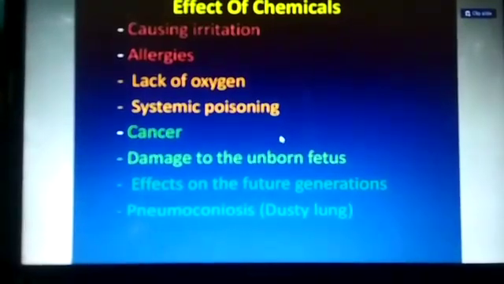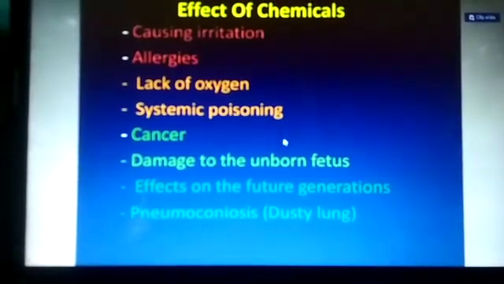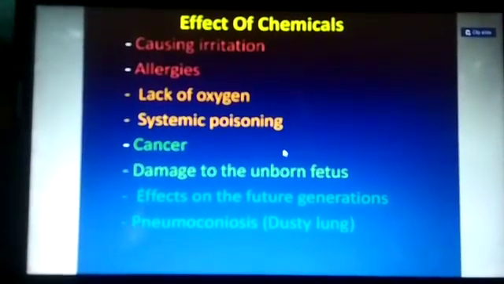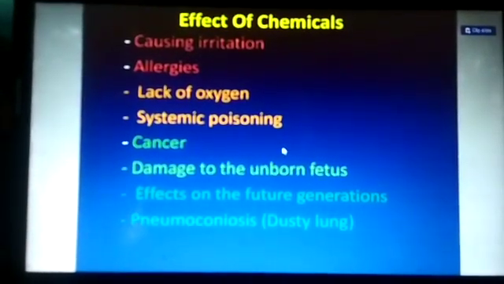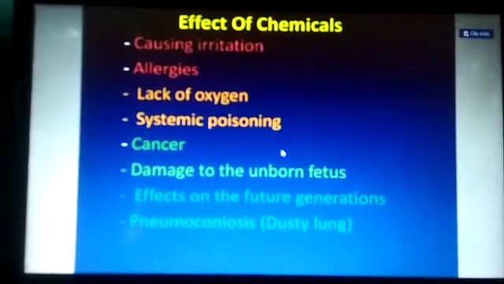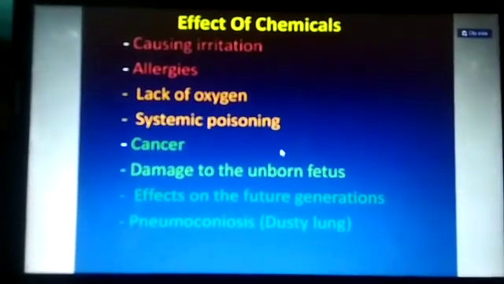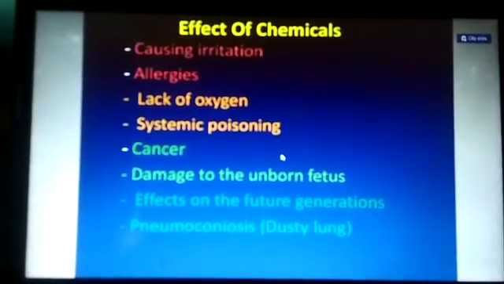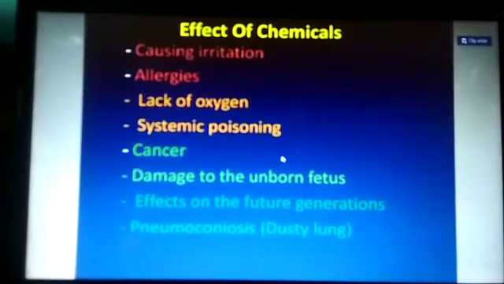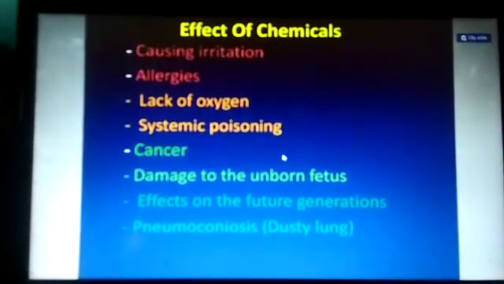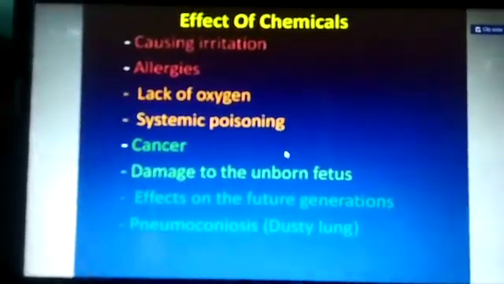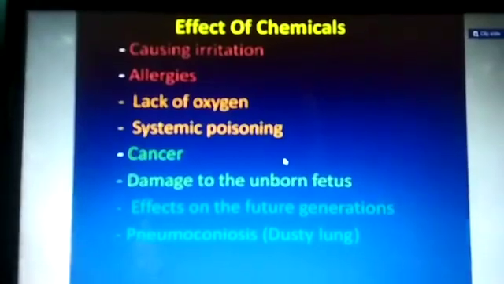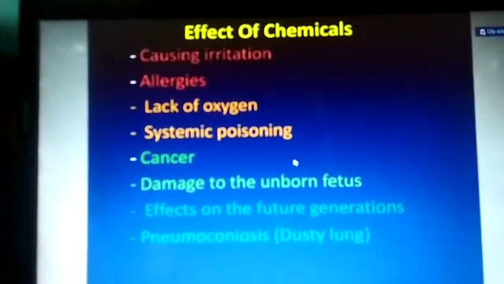What are the effects of chemicals? They can cause irritation, allergies, lack of oxygen, systematic poisoning, cancer, damage to the unborn fetus, effects on future generations, and pneumoconiosis, or dusty lung. I want to give you some examples of how chemicals cause allergies and dusty lung. Suppose somebody is a chain smoker; there are people who smoke cigarettes every day.